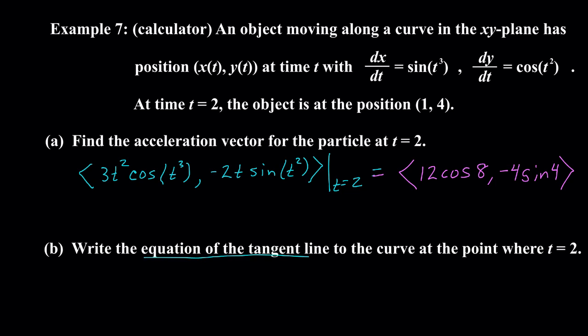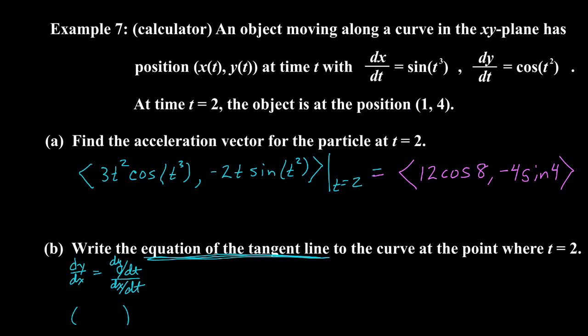All right, so recall the equation of a tangent line. What do we need? We need a slope of the line, which is dy/dx, which we know from our formula is dy/dt divided by dx/dt. And we need a point. Well, the point is going to be when t is equal to 2.